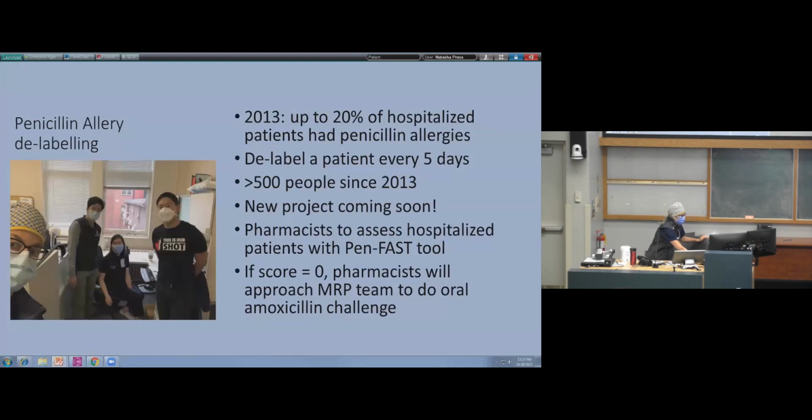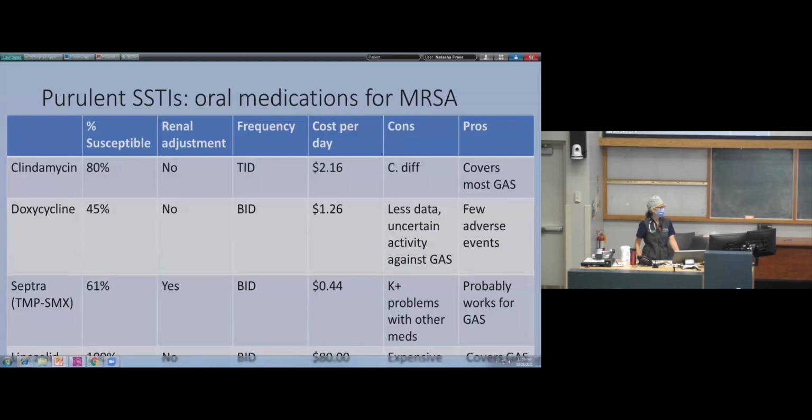Okay. I wanted to move on to antimicrobials and talk about purulent skin and soft tissue infections, and specifically some of the oral medications that we use for MRSA. In this chart, you can't see the very bottom, but we have clindamycin, doxycycline, Septra, and linezolid at the bottom here.